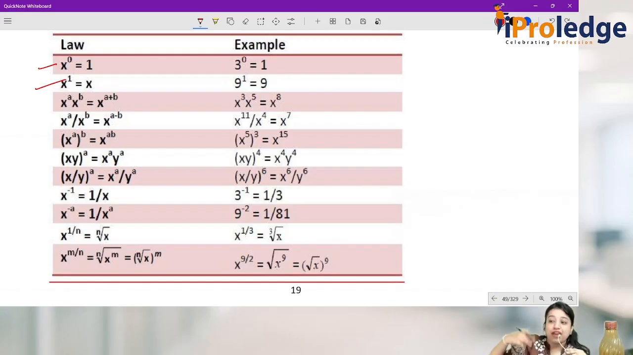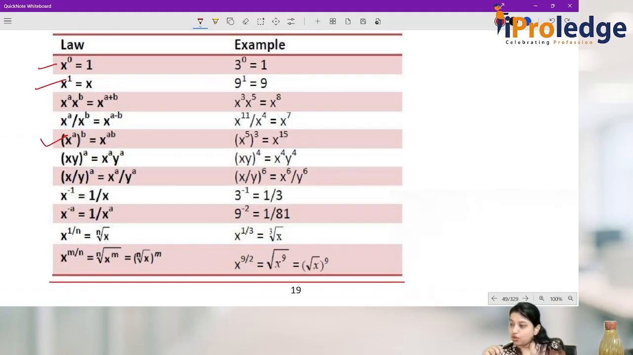Multiply. When we have more than one power, you have to multiply the powers. At last, you are reducing to only one power, only one base, then only one variable.